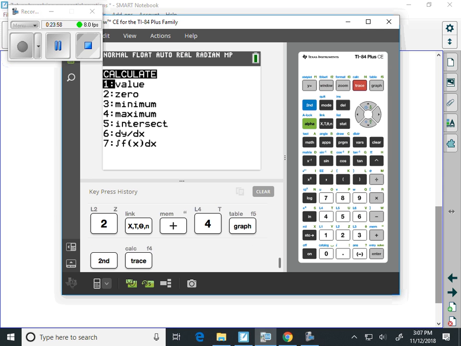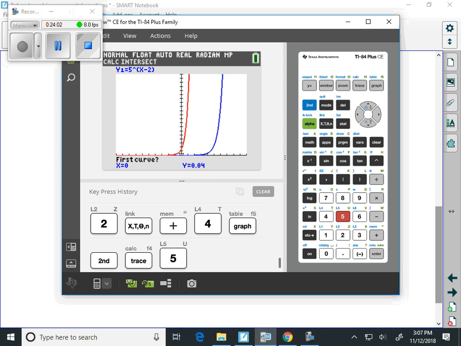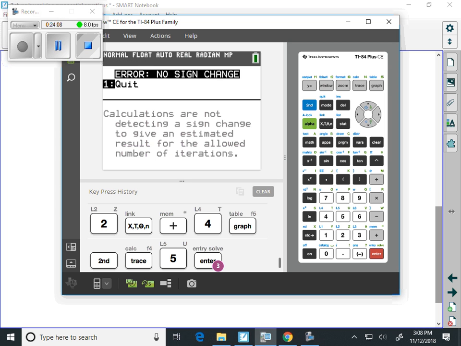Second trace, which gets us up to calculate. We're going to go to number 5, intersect. And then I'm going to leave it on the first curve. I'm going to leave it on the second curve, and then I'm going to hit enter. Ooh, and of course it did not work. Calculations are not detecting a slight change. Let me try one more time.